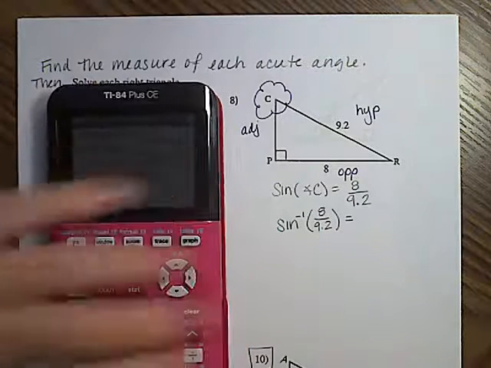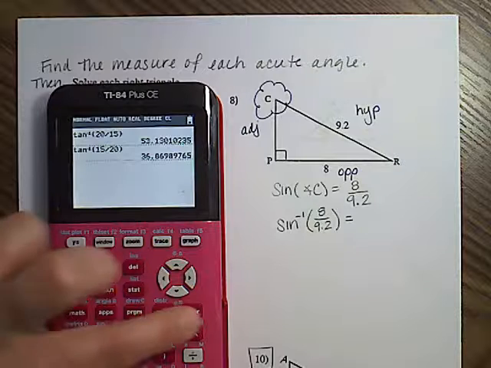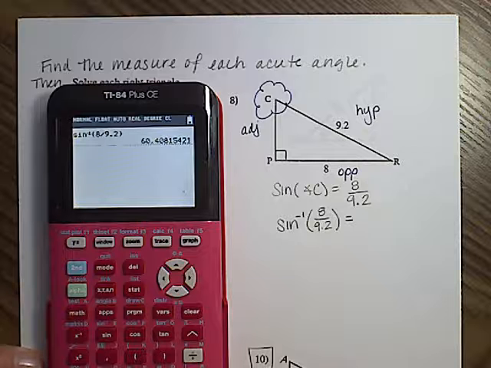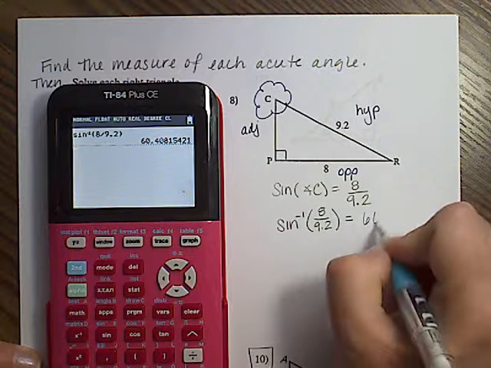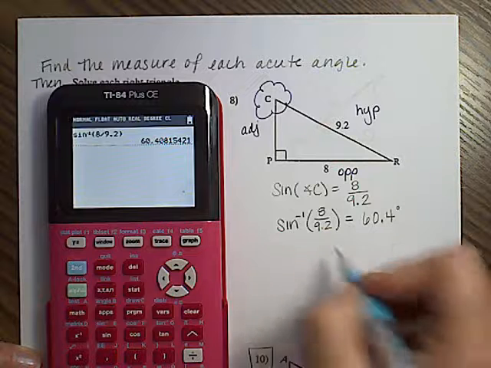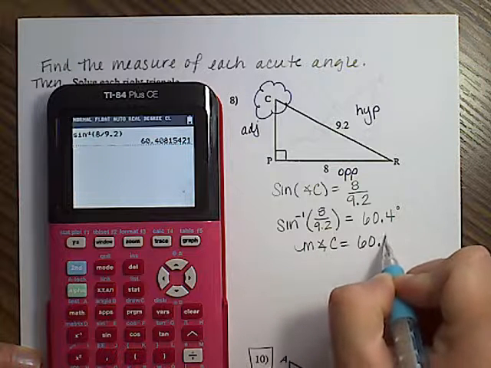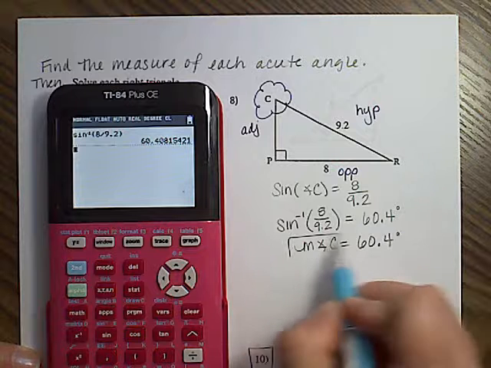And now my calculator, I want to do the sine inverse of 8 divided by 9.2. And that gives me approximately 60.4 degrees, which means the measure of angle C is equal to 60.4 degrees.